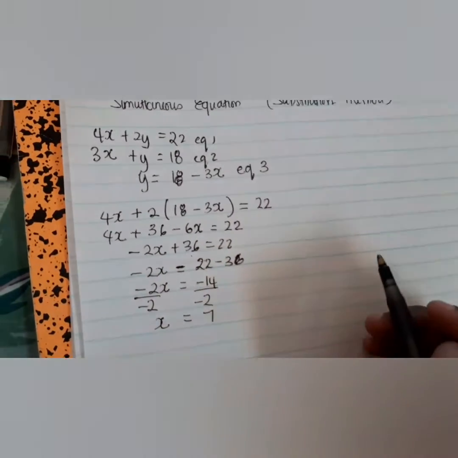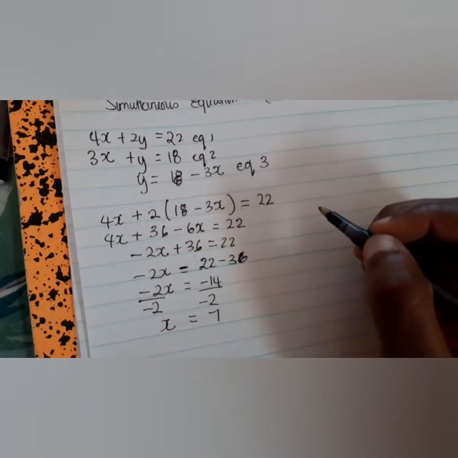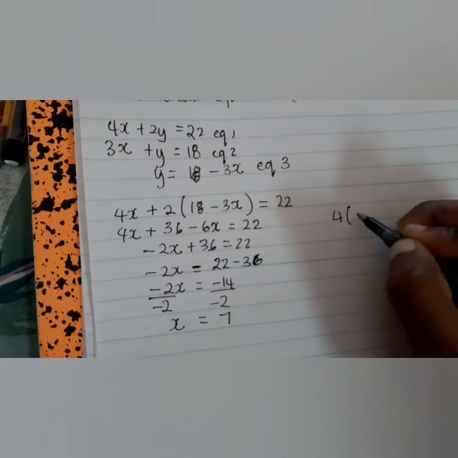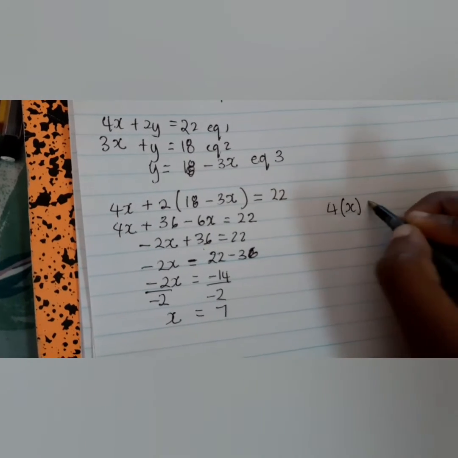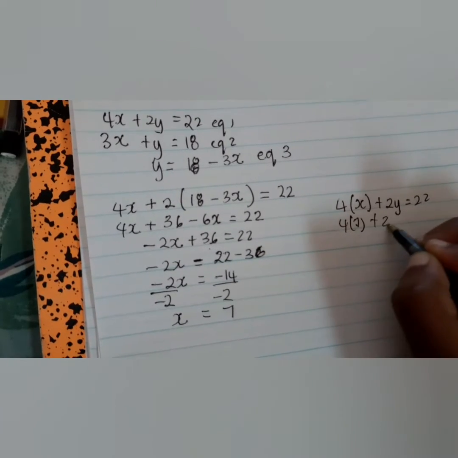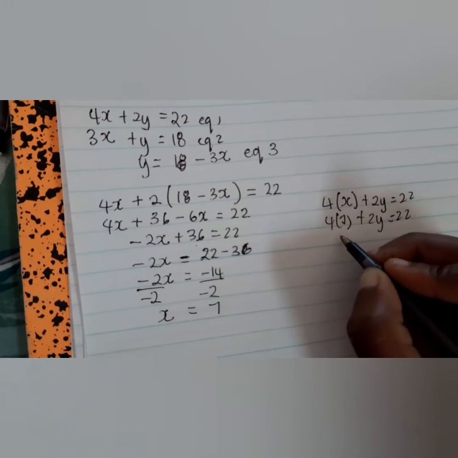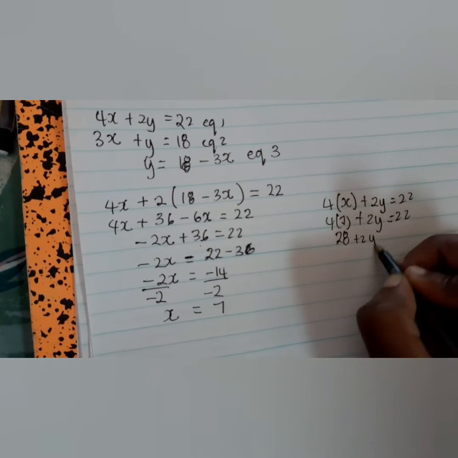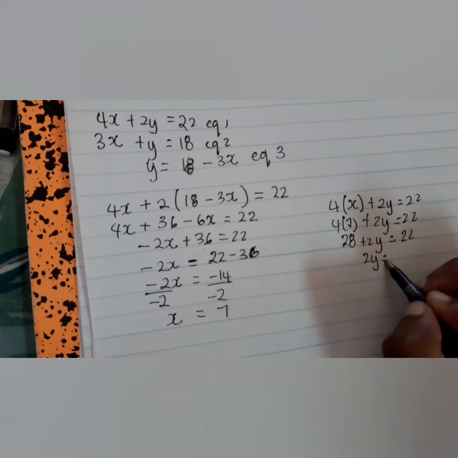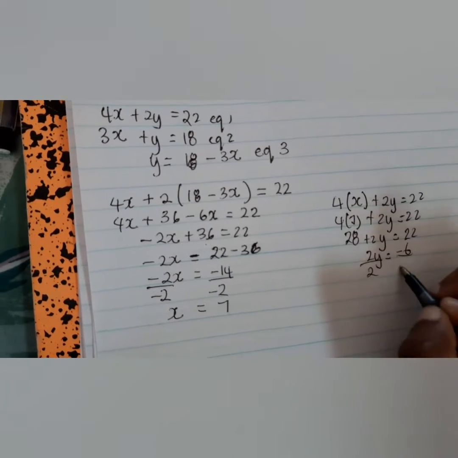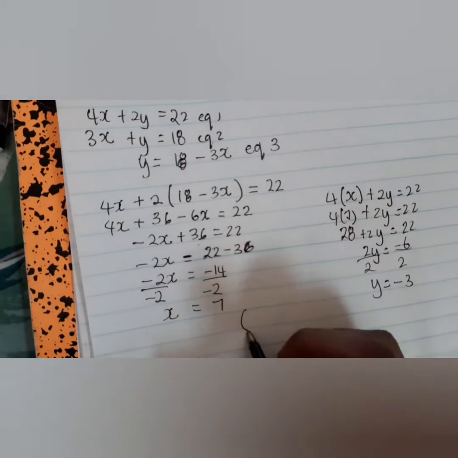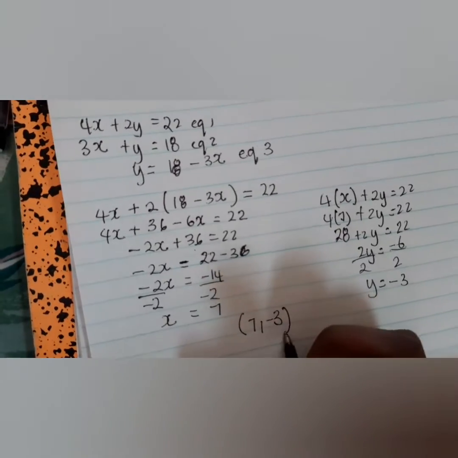So now we're going to use our x value again and find y. So we have 4x plus 2y equals 22. So 4 by 7 plus 2y is equal to 22. 28 plus 2y is equal to 22. 2y is equal to minus 6. 2y is therefore equal to minus 3. And we have the same solution, 7, minus 3.